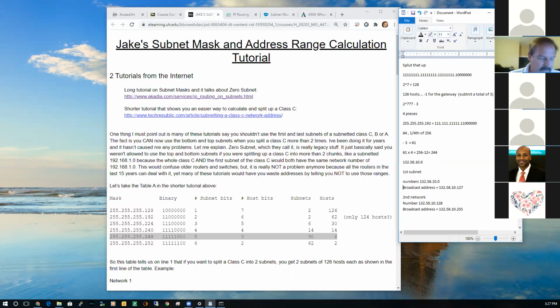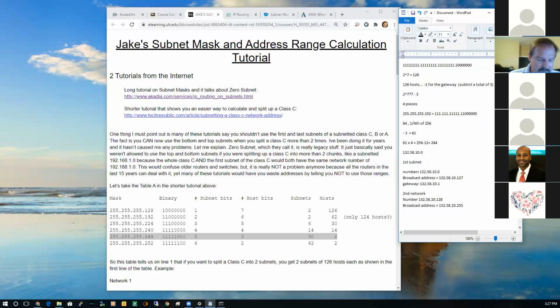In this case, I will decide to put my router or my gateway, I should say gateway, excuse me. I'll use the first number in the range, 132.58.10.1. Here, what's the gateway address going to be? What should it be? It'll be the first number in that network, 132.58.10.129, because it's the first number right after that. You got that? Yes. Okay.